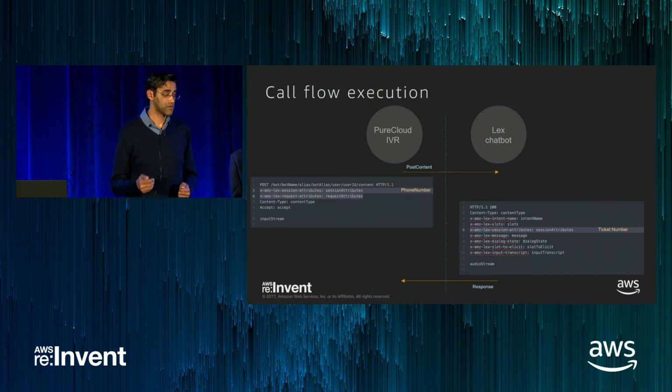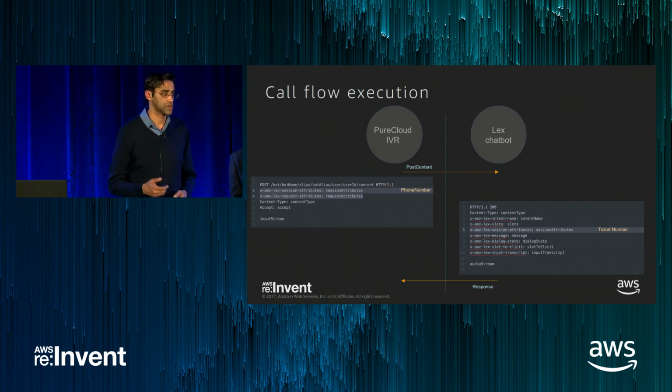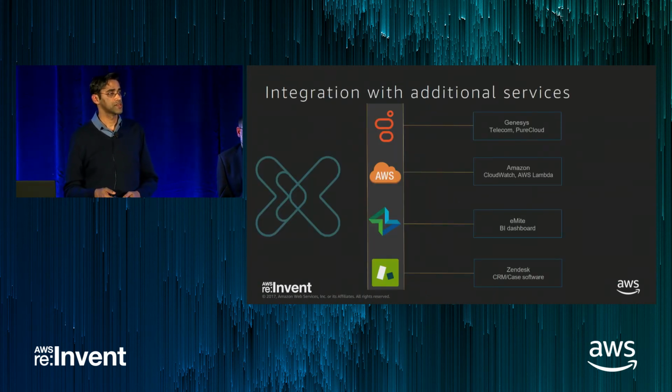Also, we have something called request attributes. It's not used as part of this demo, but the difference between session attributes and request attributes is that session attributes are persisted at every turn of the conversation, whereas request attributes are not persisted or stored. So for somewhat more sensitive information, you might want to use request attributes. Both session and request attributes can be encrypted and decrypted based on keys of your choice. So that's something to keep in mind. And finally, integration with other services.